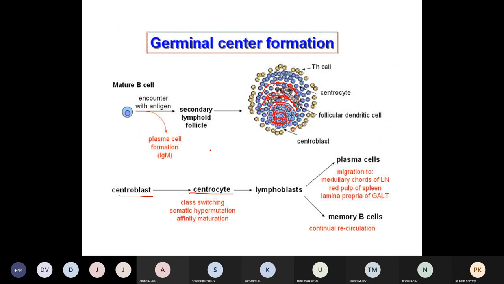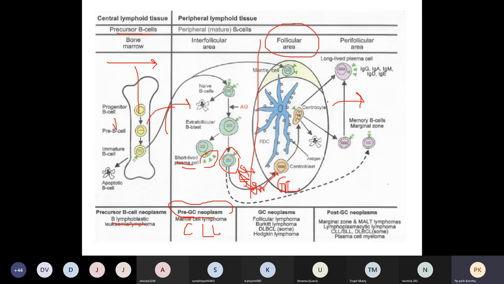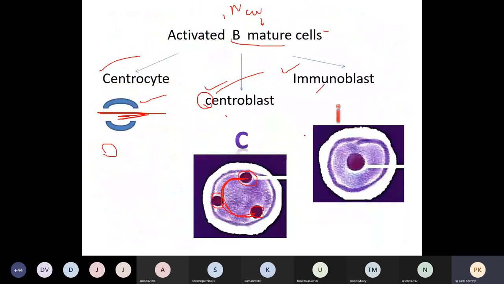Next, coming to post-germinal center. So what happens in the post-germinal center now? What is left? All these things have happened. Now what is left? Your plasma cells will be released, right? All these plasma cells will be released. So in the post-germinal center, you will have your plasma cells circulating in the peripheral blood.